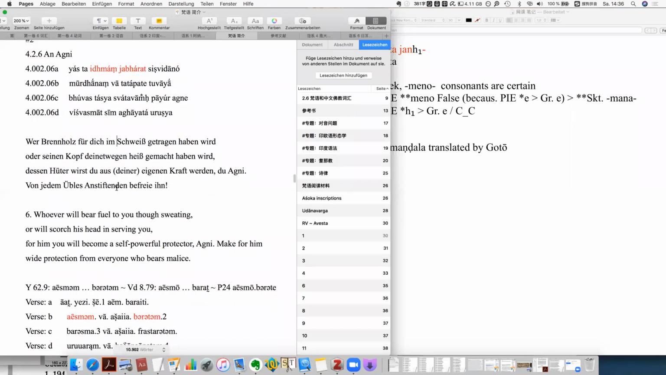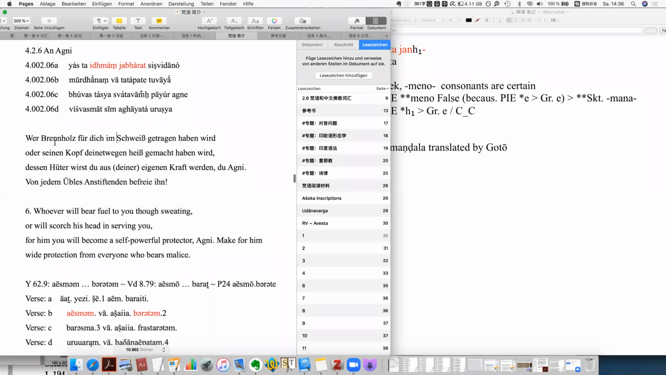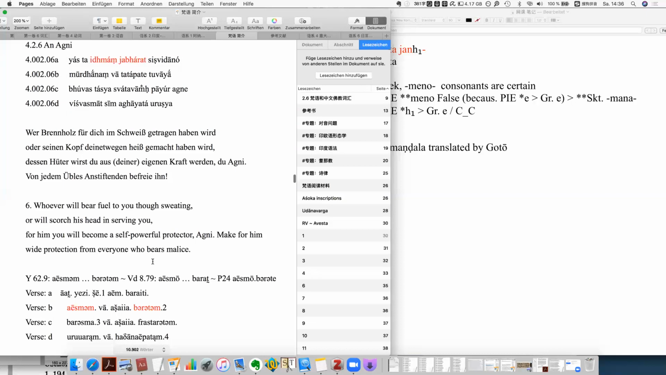Probably we can first check the translation. So whoever will bear fuel to you, though sweating, or will scorch his head in serving you, for him you will become a self-powered protector. Agni, make for him wide protection from everyone who bears malice. Yeah. Okay.